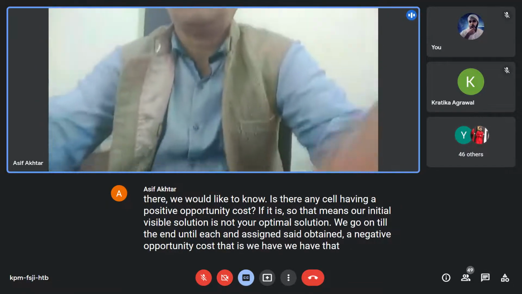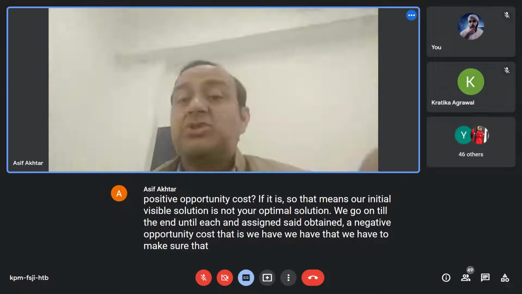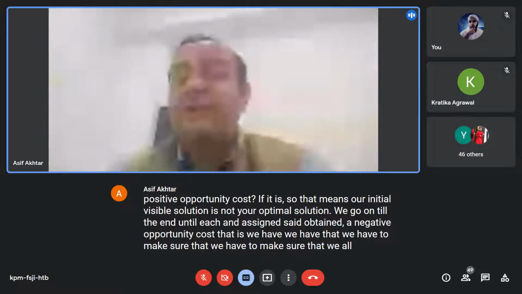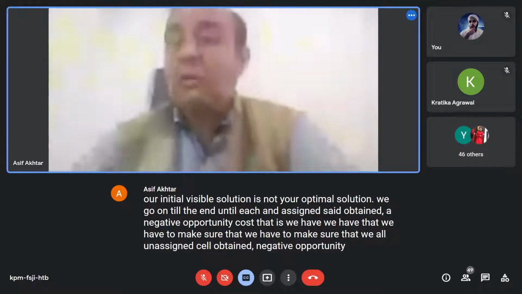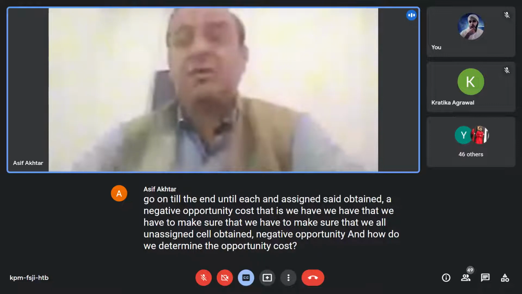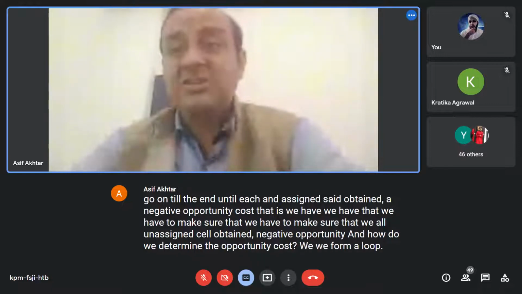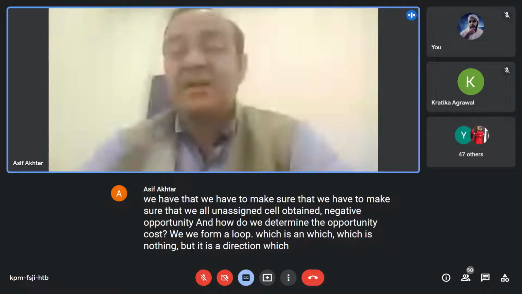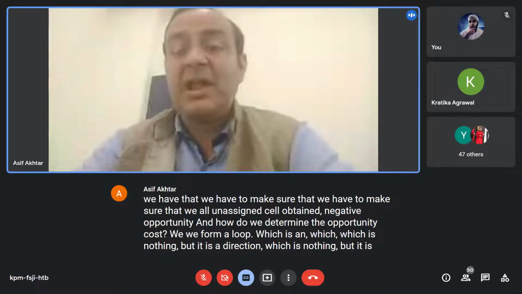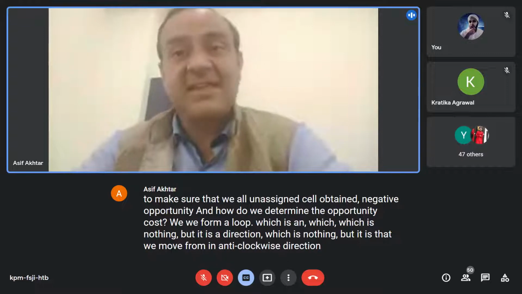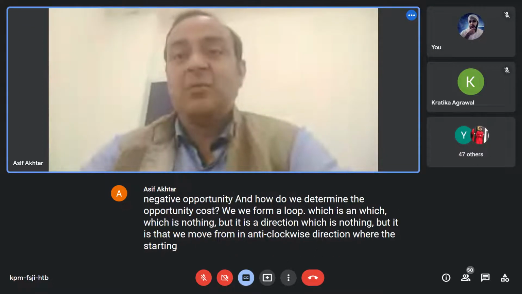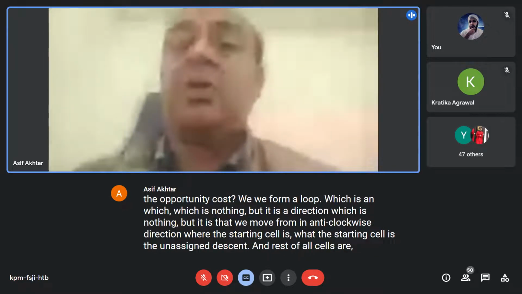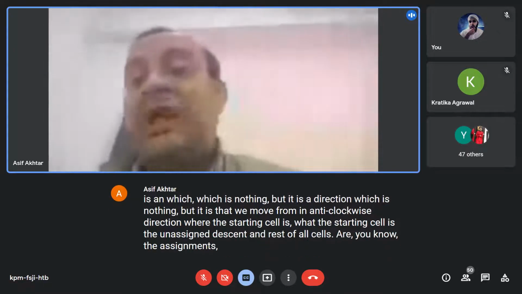That is, we have to make sure that all unassigned cells obtain negative opportunity cost. And how do we determine the opportunity cost? We form a loop, which is a direction where we move in anti-clockwise direction. The starting cell is the unassigned cell, and the rest of all cells are the assigned cells.